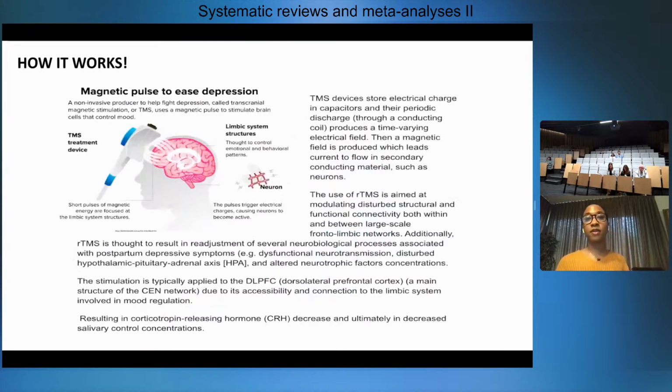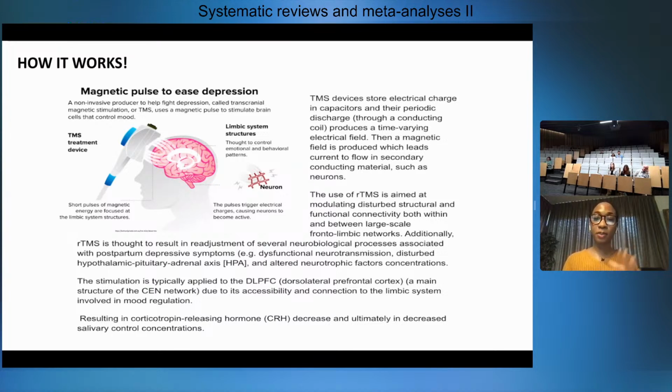On how the TMS device works as a whole. This device is made up of an electrical coil that is placed in the region of the head known as the dorsolateral prefrontal cortex, specifically the left dorsolateral prefrontal cortex, because it's believed to be the closest in connection to the limbic system that controls stress, emotions, and other behavioral factors and patterns.